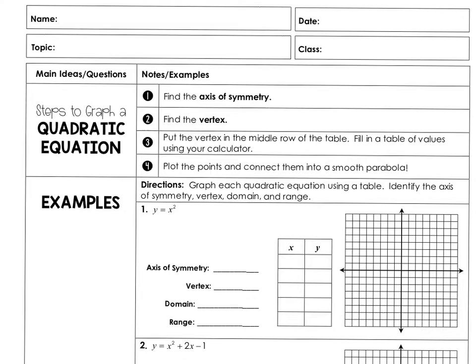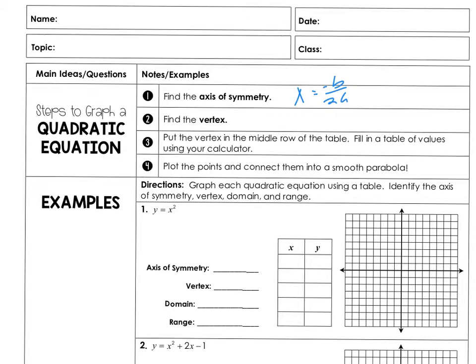A graphing calculator, but today we're going to do them on this. We're graphing them by hand, okay? So let's look at these steps. First, we need to find the axis of symmetry. And how do we do that? Remember, x equals negative b divided by 2a, right?